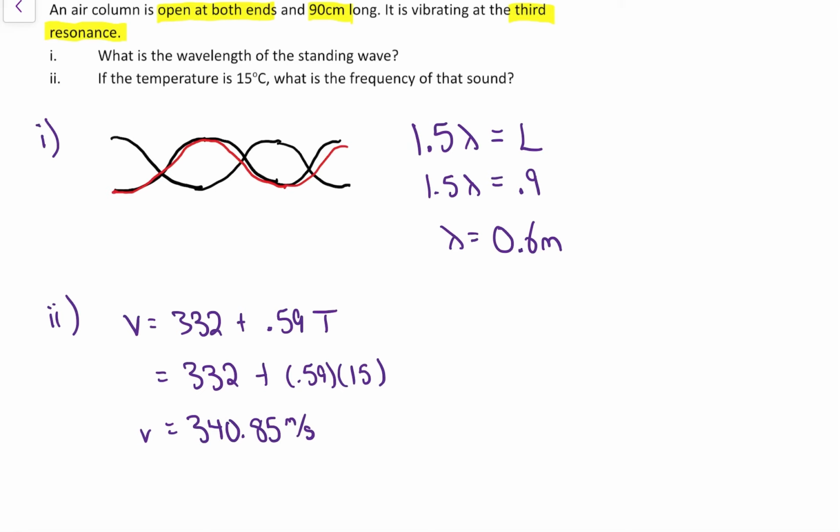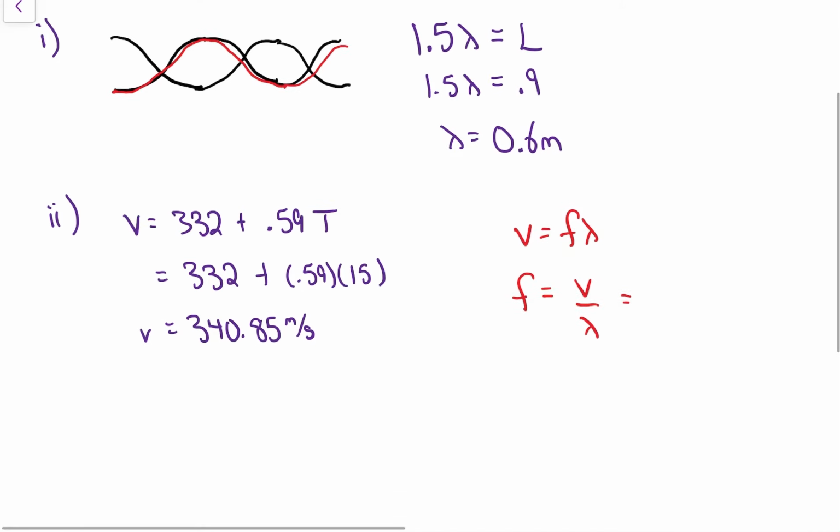I know the wavelength from part 1. The connecting equation is I know that V is always equal to F lambda. I want to know F. We always talk about sounds in terms of their frequency. That's going to be V over lambda. In this case, 340.85 meters per second divided by 0.6 meters. We end up with a number in per seconds, which we're going to call hertz. And within rounding, I'm getting 568.